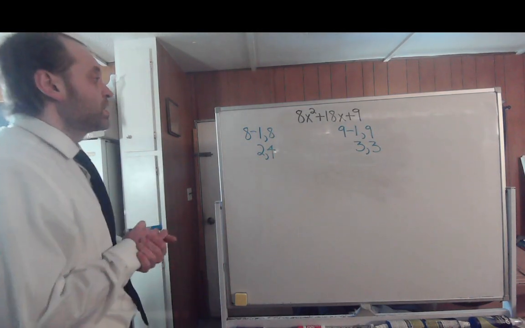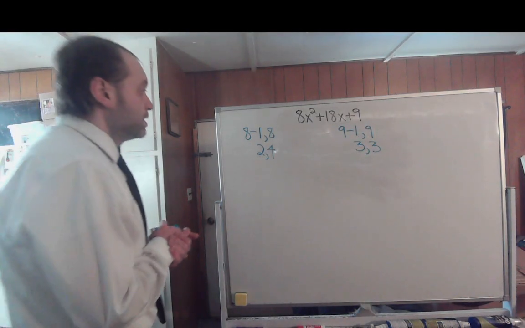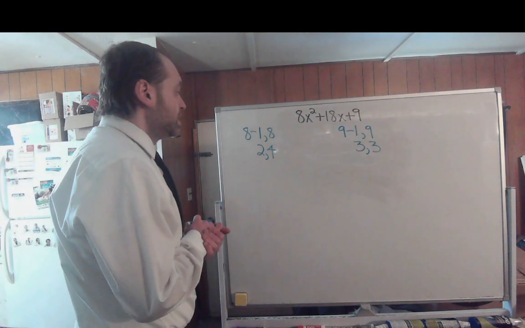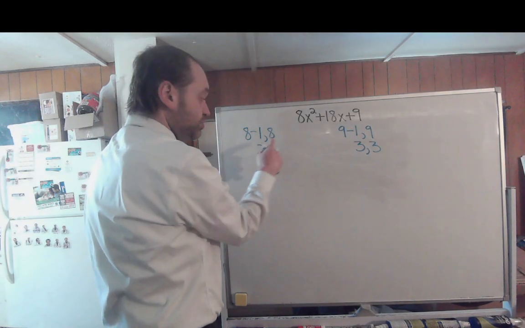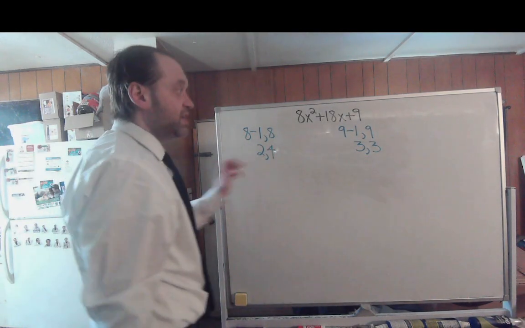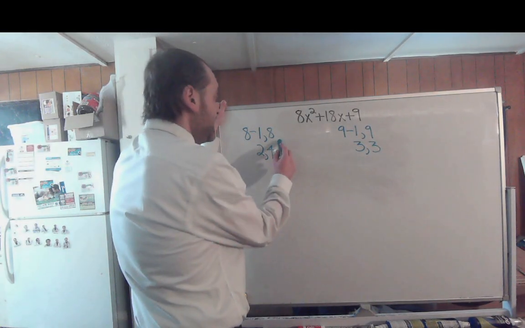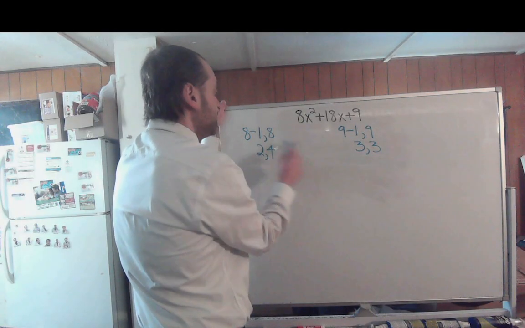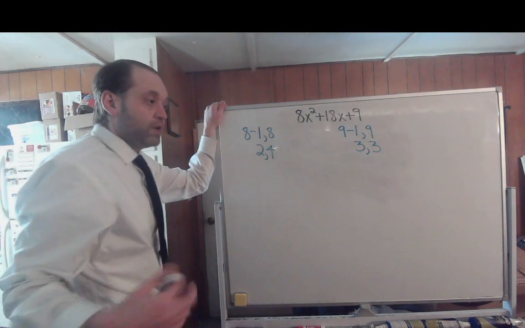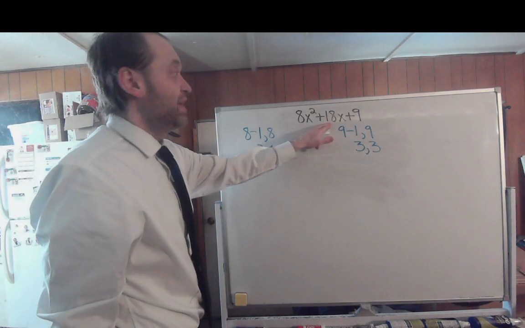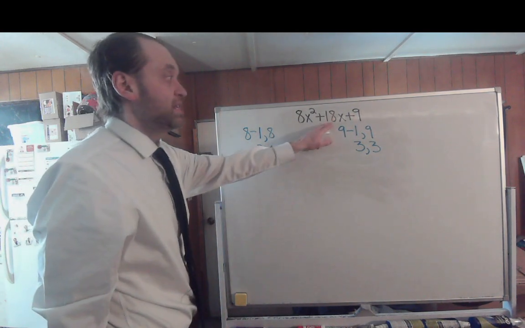So let's start with 1 and 8 and 1 and 9. Well, 8 times 9 is 72 plus 1 times 1, that would give you 73. Clearly not. What if I did 8 times 1, which is 8, plus 1 times 9? Well, 8 plus 9 is 17. That's not going to work because we need it to be 18.